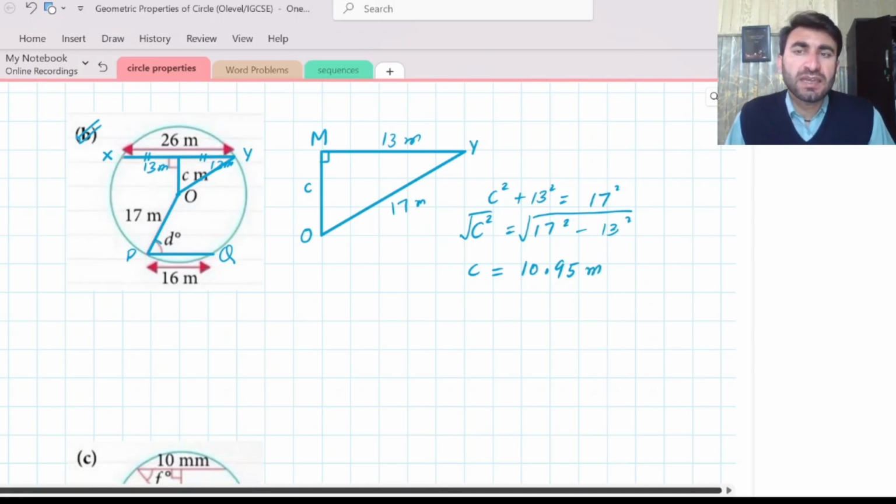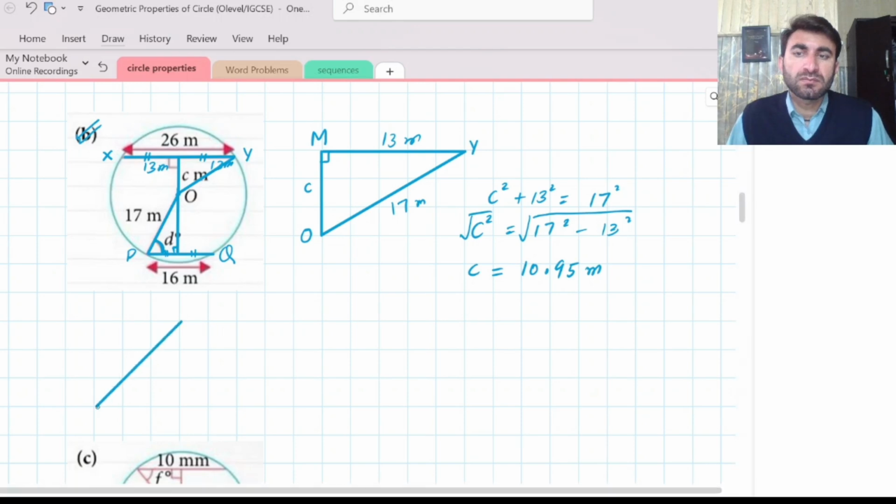Now we see here is an angle D. So first we will draw a line perpendicular to this chord PQ, and we know as it is a perpendicular line, it will also pass through the midpoint of the chord, and it creates a right triangle over here. Here is the right angle, and this side over here will be half of 16. It will be 8 meters, and here is 17 meters, and here is the unknown angle D.